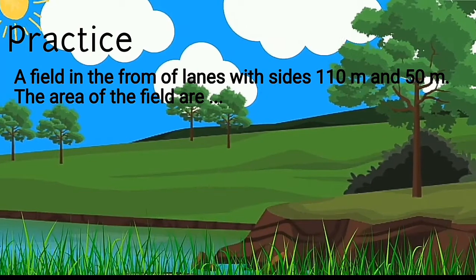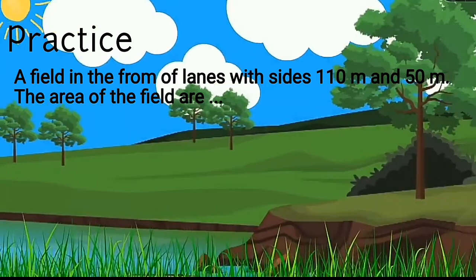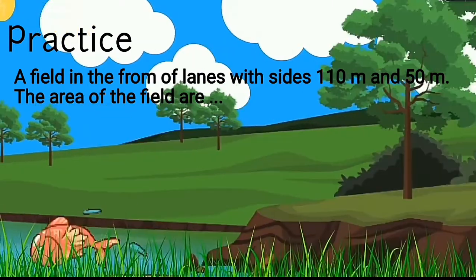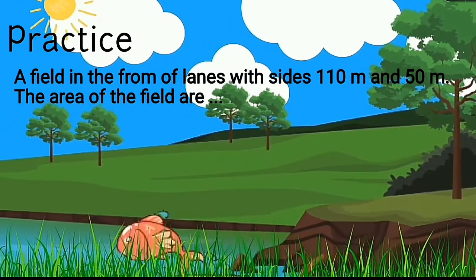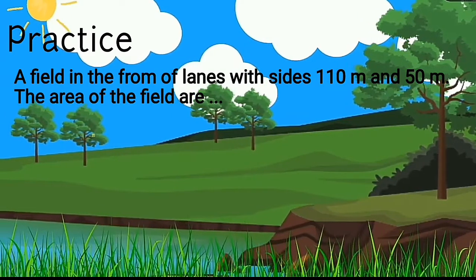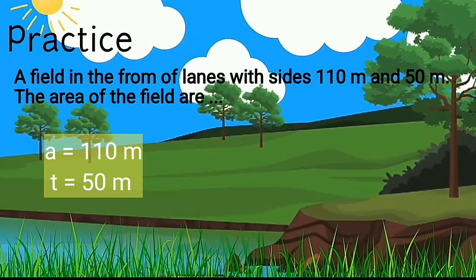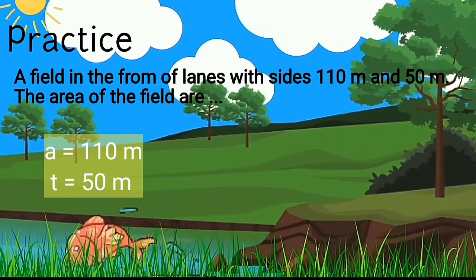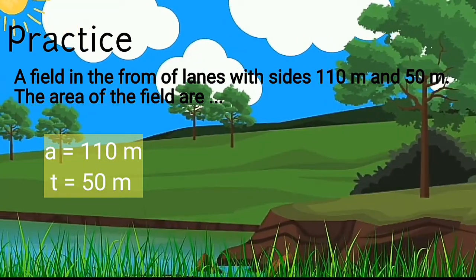Now let's answer together. A field in the form of a parallelogram has sides of 110 meters and 50 meters. What is the area of the field? A equals 110 meters and T equals 50 meters. Substitute it into the parallelogram formula as in the example.